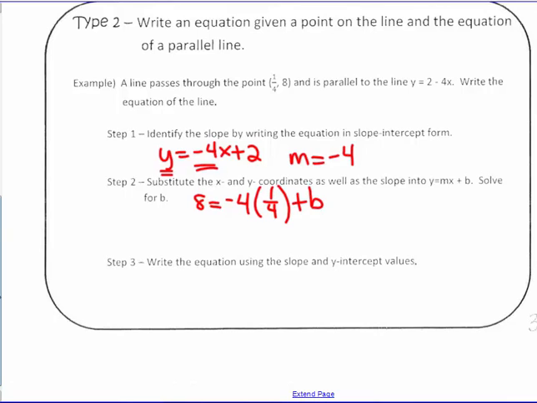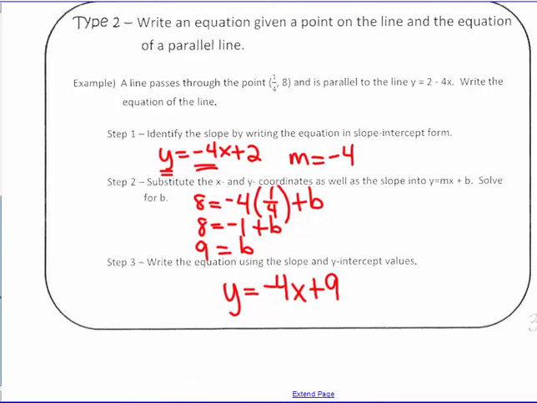So -4 times 1/4 is -1. So 8 equals -1 plus the y-intercept. Adding 1 to both sides, you get 9 equals the y-intercept b. So 9 is b. So now my equation is y equals -4x plus 9.